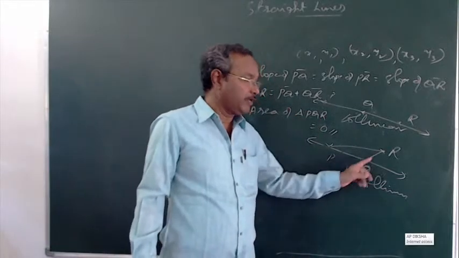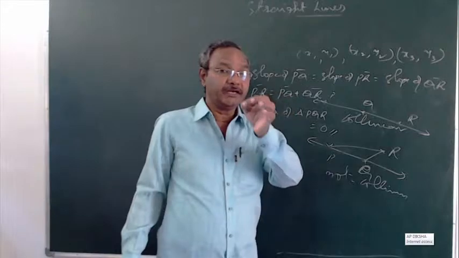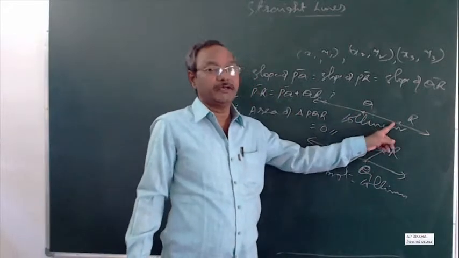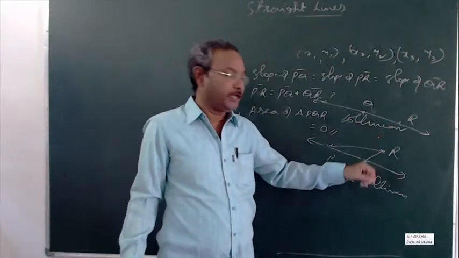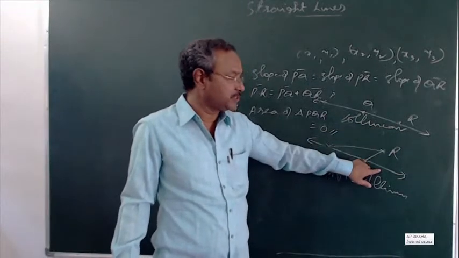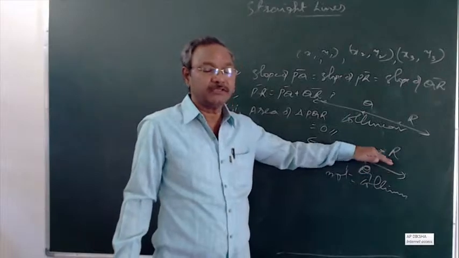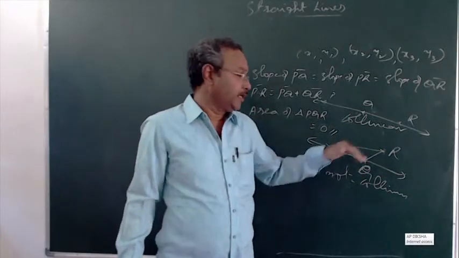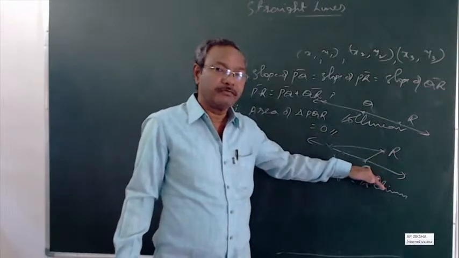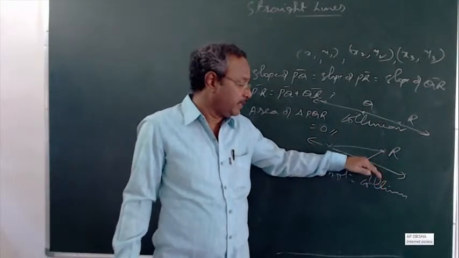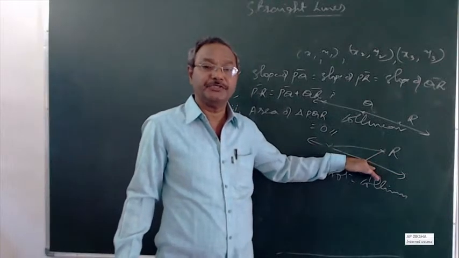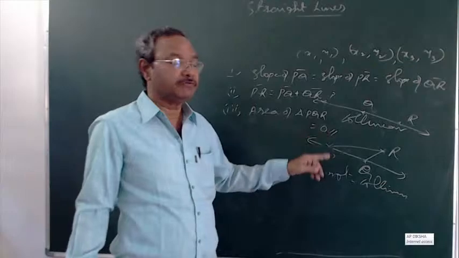If the points are not collinear, there exists a real triangle with a positive area. But if the points are collinear, the area of the triangle should be equal to 0. This point collapses to this straight line. Naturally, this triangle collapses to be a straight line. If this point collapses to this straight line, the area of the triangle reduces and ultimately it becomes 0. So area of the triangle is equal to 0.